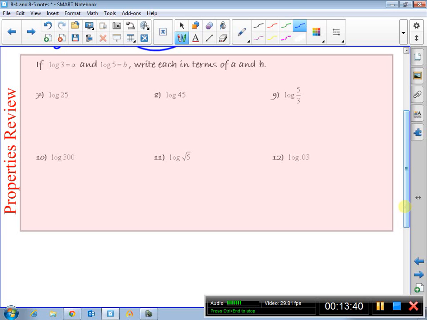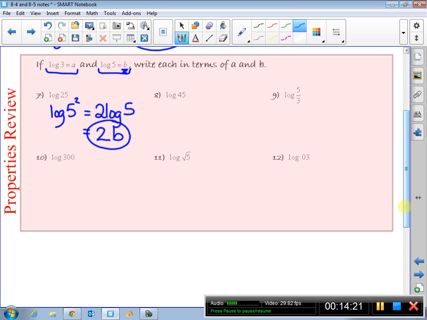So let's do a little properties review here in the middle of everything, because these properties pop up all the time. So it's good to revisit them. Let's see. The log of 3 equals A, and the log of 5 equals B. So the log of 25 I could rewrite as 5 squared. So the 2 comes out front. 2 log 5. We're all done with properties, so this is 2, and replace it with B.